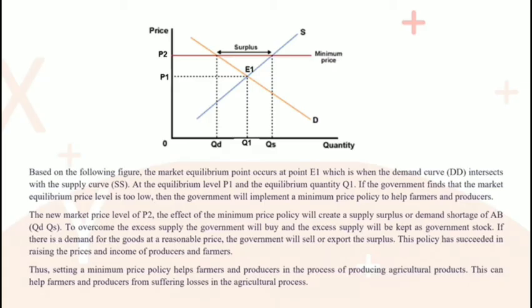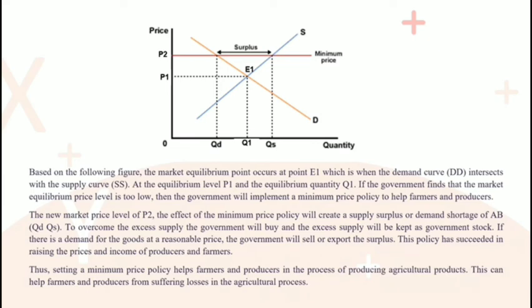Based on the following figure, the market equilibrium point occurs at point E1, which is when the demand curve DD intersects with the supply curve SS. At the equilibrium price level P1 and the equilibrium quantity Q1, if the government finds that the market equilibrium price level is too low, then the government will implement a minimum price policy to help farmers and producers.